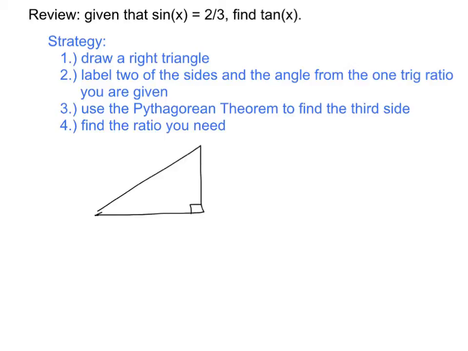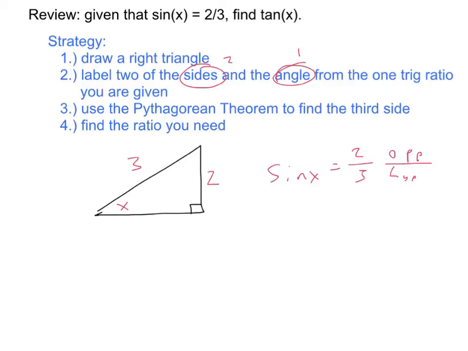So I drew my right triangle. Next up, we label the two sides and the angle. Really, I should have said label the angle first and then the two sides, because it's important to set your angle first. My angle in this problem is x, so I'm going to put the x right here. Because sine x is 2/3, the opposite over the hypotenuse from angle x is 2/3. So 2 is this, 3 is this.